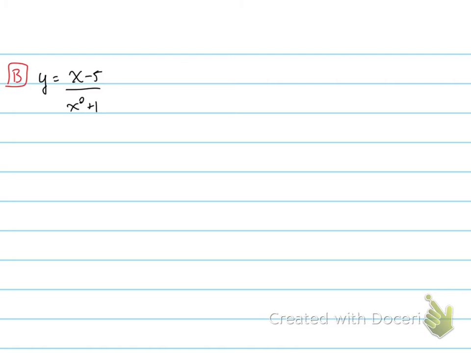In this next function, we have y equals (x minus 5) all over (x squared plus 1). Now, I can't factor the numerator or the denominator because, again, I have x squared plus 1. Nothing's going to simplify there, so my domain here is all real numbers. It's all real numbers because there's no value that I could plug in for x that would make the denominator be 0. So, again, every number is going to work here. My domain is all real numbers.